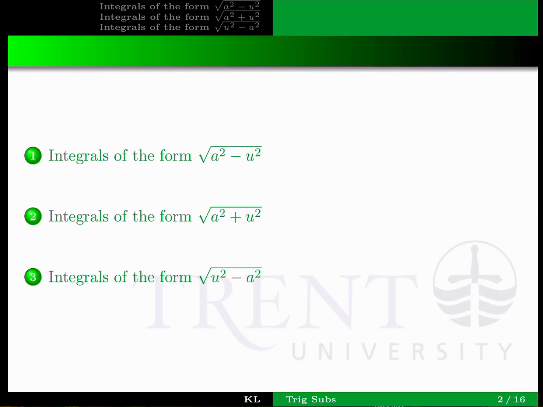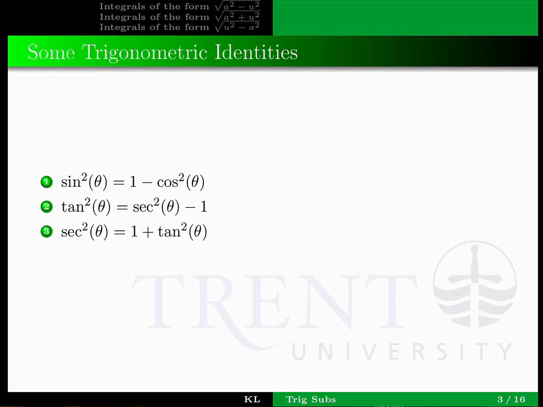So let's get started. Let us again recall what identities we will be using a lot of times in this technique. So we've got the Pythagorean identities. We have sine squared theta equals 1 minus cosine squared theta. Tangent squared theta equals secant squared theta minus 1. And secant squared theta equals 1 plus tangent squared theta.